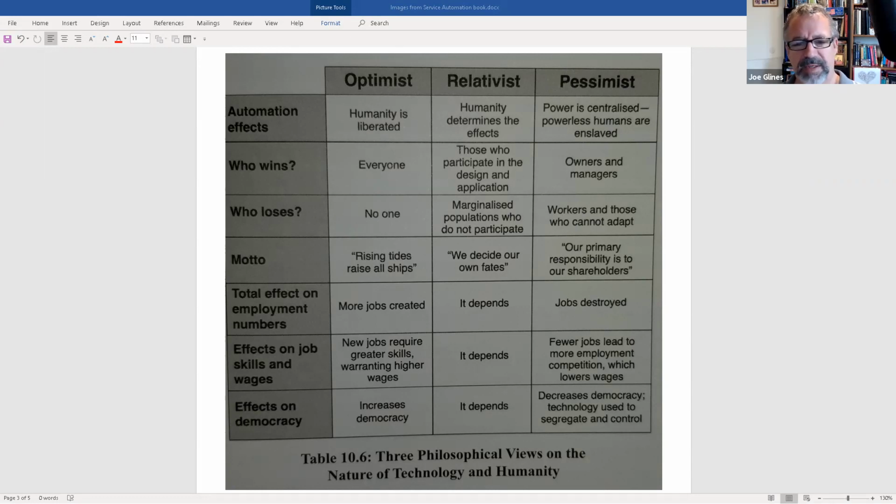The relativist, we decide our own fates. I don't know, that seems like not a very hard stance at all. But I understand the point of the rising tide raises all ships. They're just trying to say everyone benefits from this, right? It comes in and everyone wins. And again, I think it's close. I think there's a huge amount of benefits to a lot of people.